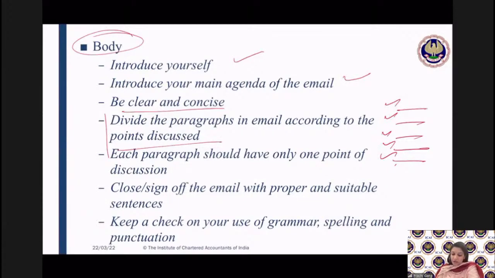Each paragraph should have only one point of discussion, not more than that. If you want to discuss something else, change the paragraph. Close and sign off the email with proper and suitable sentences, like, looking forward to hearing from you soon. Hope to see you soon. Hope to hear from you soon. I'm looking forward to a positive response from your side.